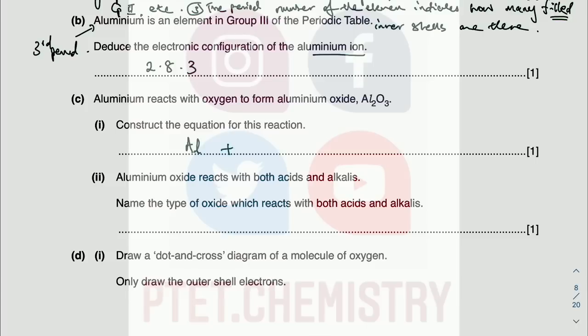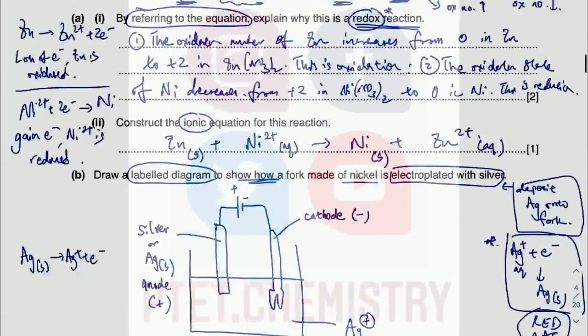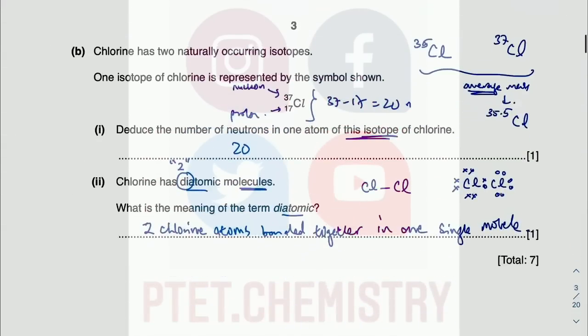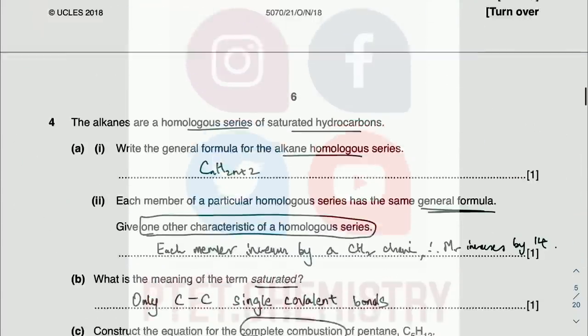Next bit, aluminium reacts with oxygen. Most common mistake, students will write just oxygen atom. You know oxygen is molecular oxygen, right? I tell you, this paper actually gives you some hint. They started off by asking you something about diatomic earlier, right? So you really know that some molecules are diatomic, okay?